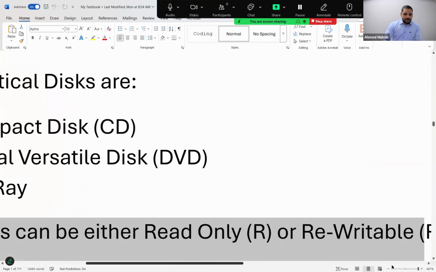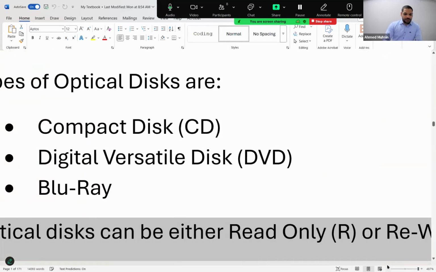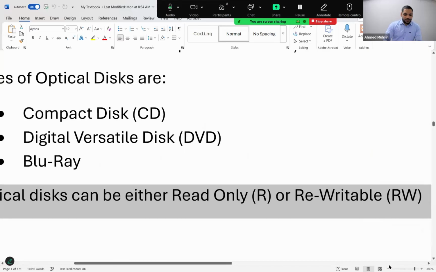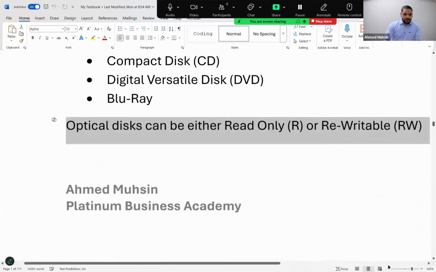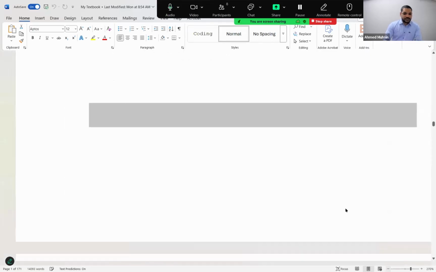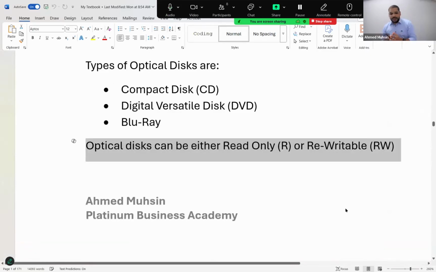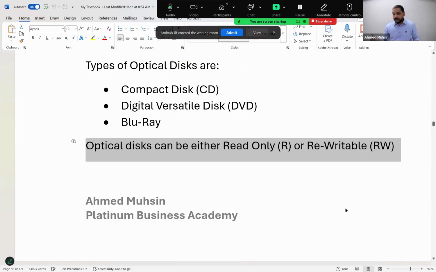Guys, girls, can you all read this on page number? I zoomed in a bit too much. On page number, what's the number? 58. On page 58, guys, can you all read that last sentence? Optical discs can either be read-only. If they are read-only, it will say CD-R, DVD-R. Is it clear? Blu-ray R. Everybody okay with this? Can you guys see this? Okay. Are we all okay with this?